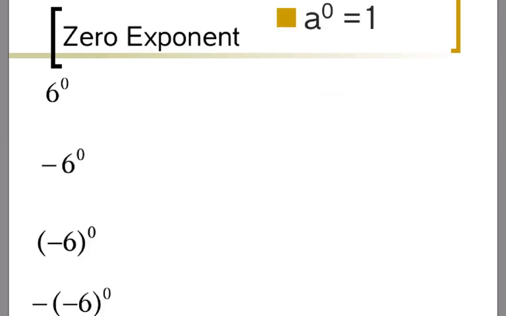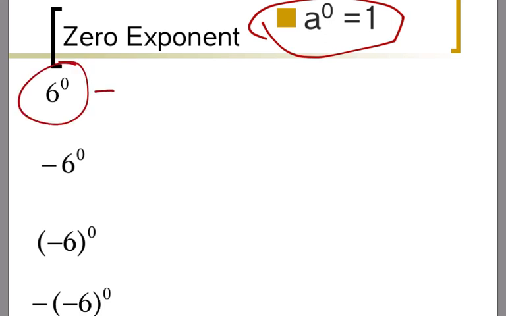So now let's go ahead and talk about the zero exponent rule. Now the rule is up here in the top right hand corner. Anything to the 0 power is 1, except for 0. But any other number to the 0 power is 1. So I have 6 to the 0 power. The answer is 1. So it's pretty basic, but then it gets more complicated.